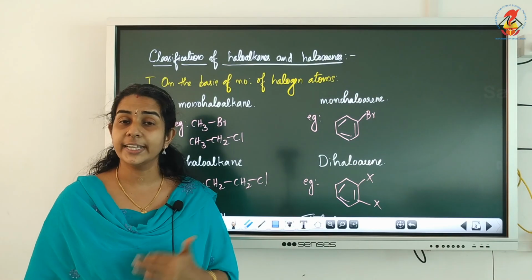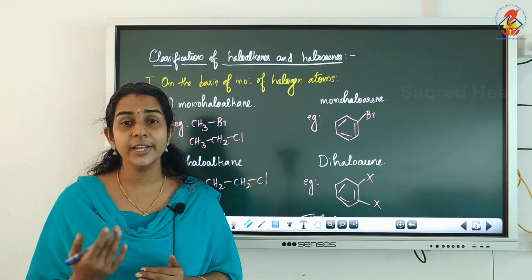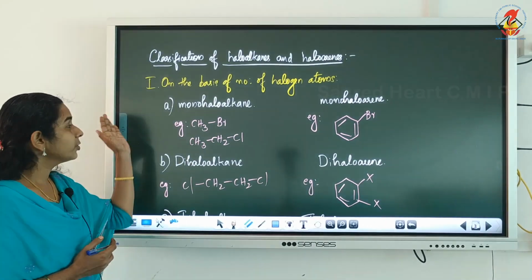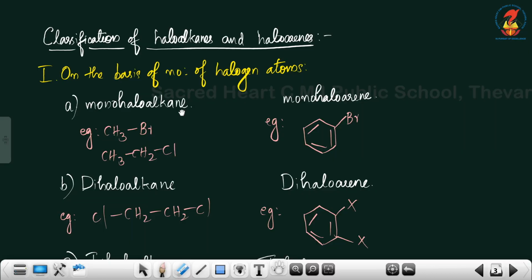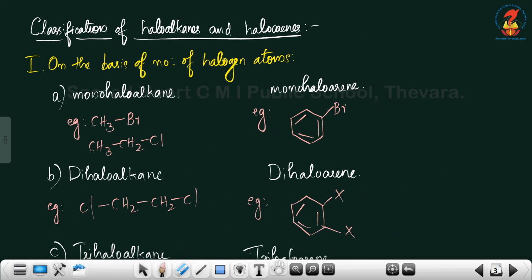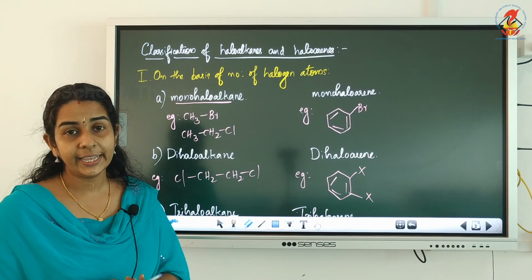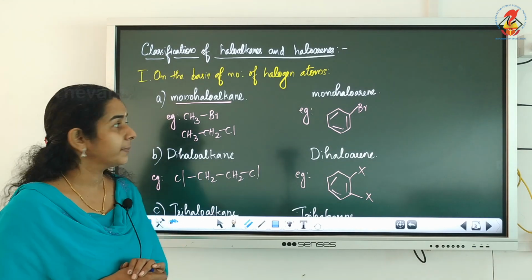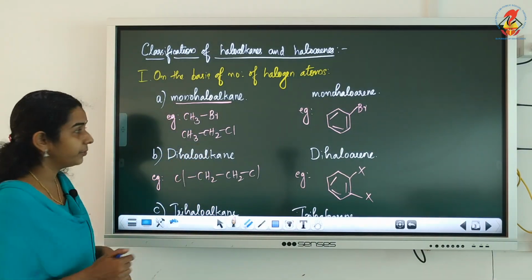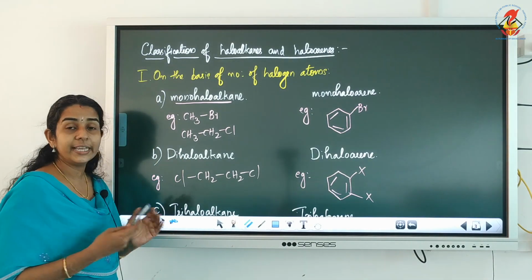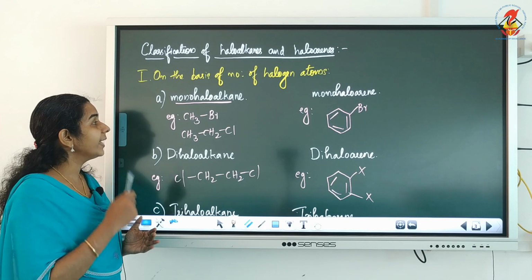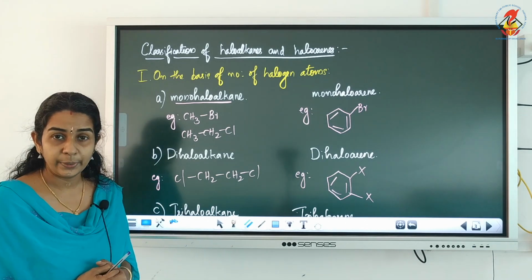The first classification is based on the number of halogen atoms present. On the basis of the number of halogen atoms present, the first is monohaloalkane. Monohaloalkane means a haloalkane in which only one halogen is present. For example, CH3Br. Here only one bromine is present along with an alkyl group, so it is a monohaloalkane.